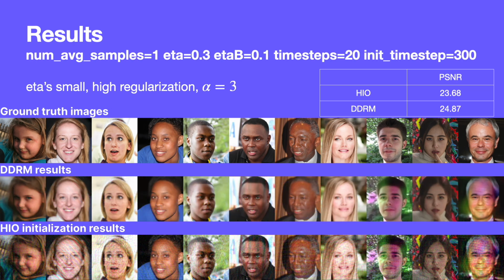And if eta is too small, we have too much regularization and data fidelity is low. And even if we have perfect images without any noise, we produce much more different faces than the ground truth ones, as you can see. So as I said, I tried to optimize these hyperparameters for my problem.